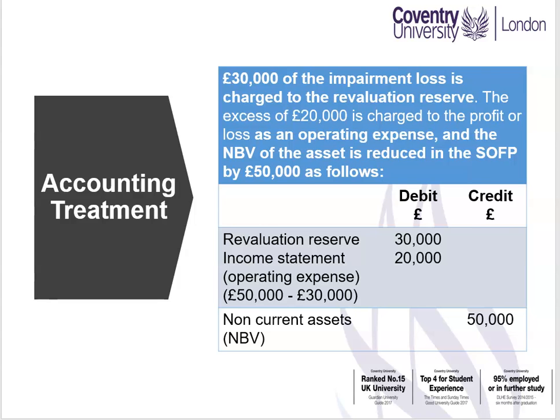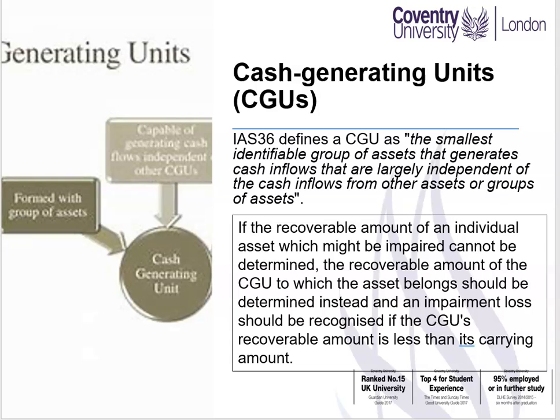Sometimes it is not always possible to undertake impairment review on single items. You may have to do it on a group of items. So for example, goodwill may have to be assessed in conjunction with other items. So such a group of items is referred to as a cash generating unit.